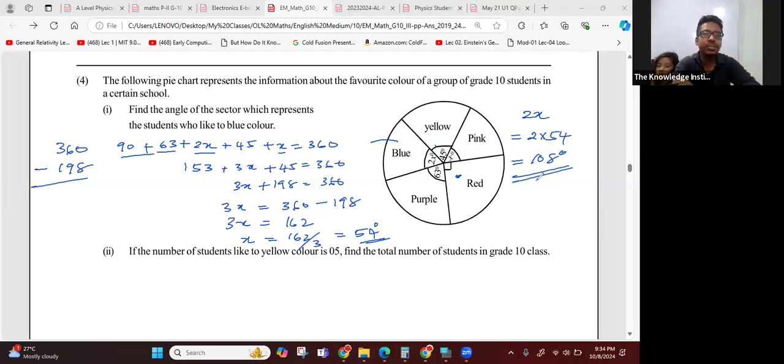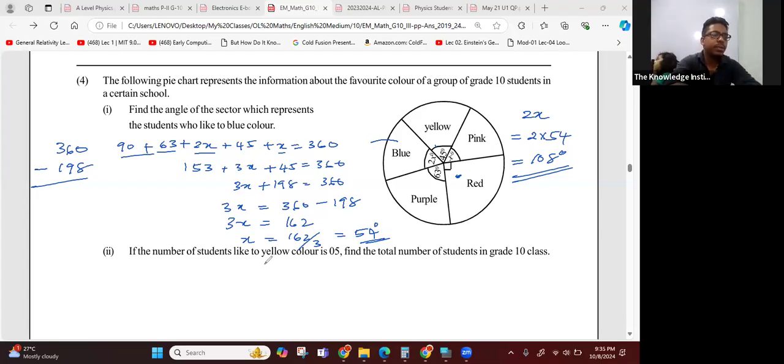Okay. So have you finished this question? I didn't ask the students. So the next question: if the number of students who like yellow color is 5. Once you're done with one question, you can do the other question and keep doing the questions. Actually, you are supposed to finish this paper already. Then I can straight away discuss.